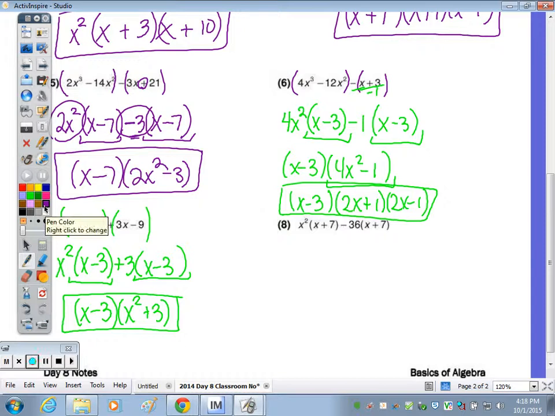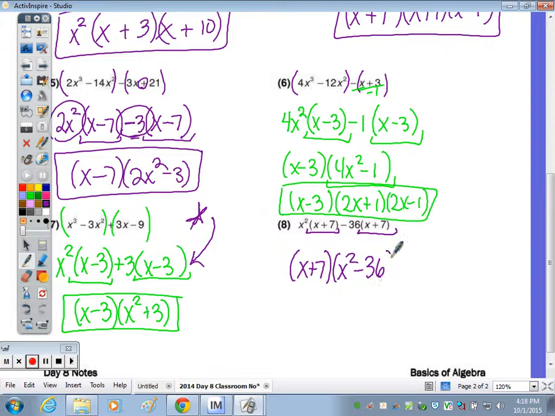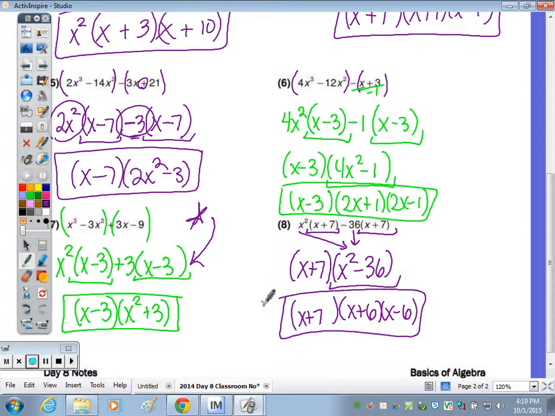Last one. This one's already started. It's in this line right here. So someone already grouped it, pulled out the greatest common factor. So now I'm going to pull out the greatest common factor as a binomial. And then I'm going to bring the other two together in the second parenthesis. This is dots. So I have x plus 6 times x minus 6, and then I finish by bringing down the factor from the front.